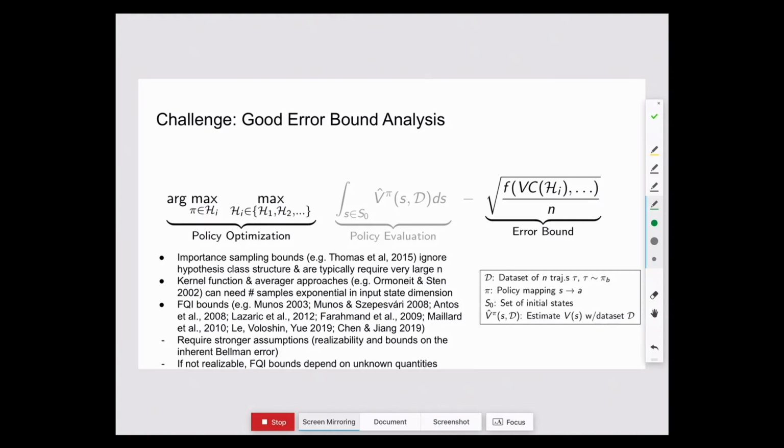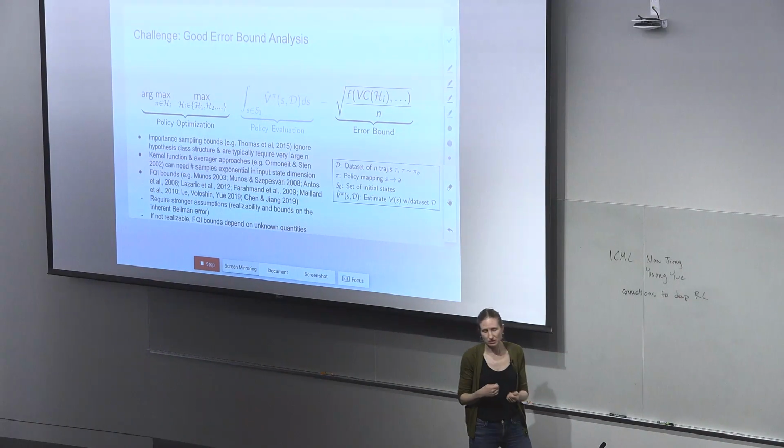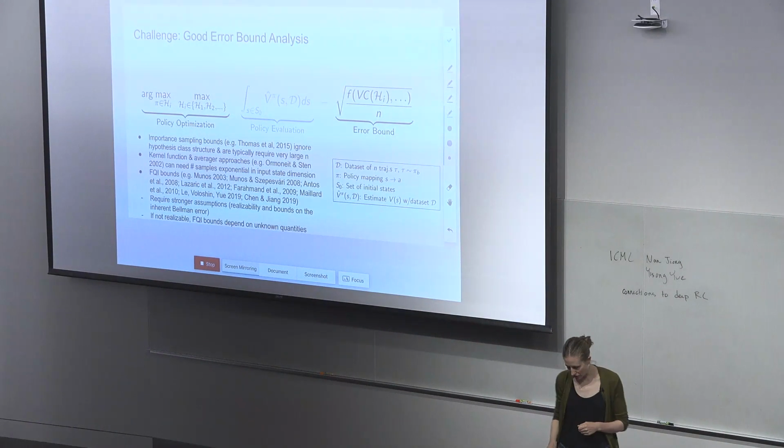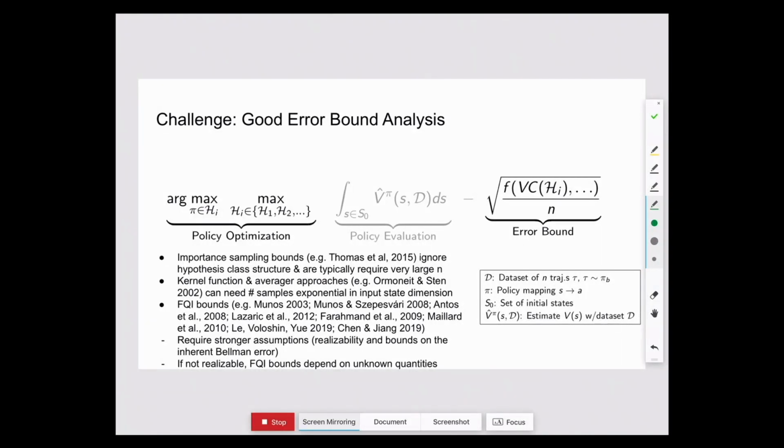And if you're unrealizable, the current bounds depend on unknown quantities, meaning that we can't evaluate them. And if we can't evaluate them, that's problematic if we want to do things like model selection, because how can we select between different types of model classes? So that's the problem there, that it doesn't necessarily give us a tool that we can use to select among the policies or policy classes we want to consider.